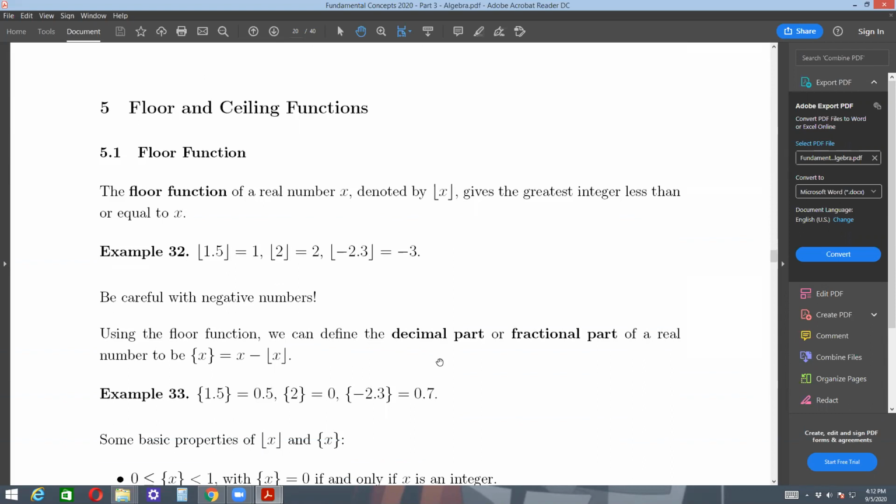Right, floor and ceiling functions. This is more just defining what they are. We've been using them already, especially the floor function. We've used it in number theory. We've also used it in combinatorics, so you would have seen it already.